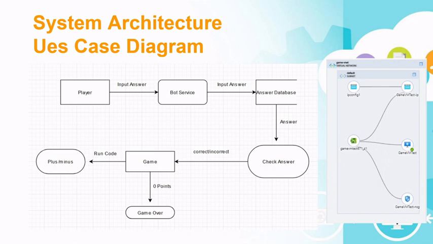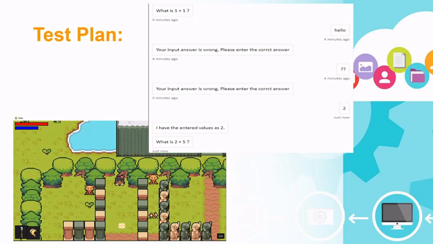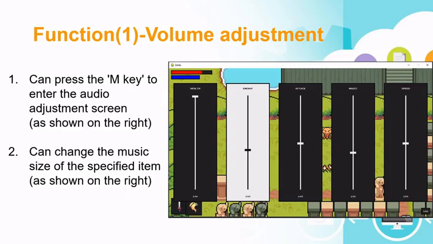This is our test screen. You can see the AI chat and green screen. The next part is the function. Regarding function 1, volume adjustments, first you can press the M key to enter the volume adjustment screen. Next you can change the music size and the specified item.